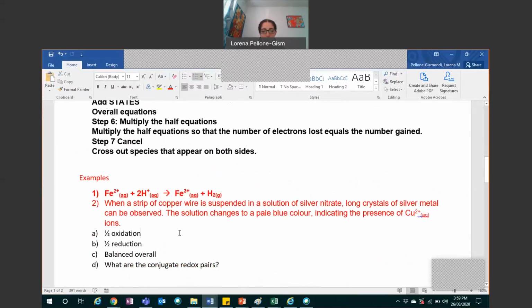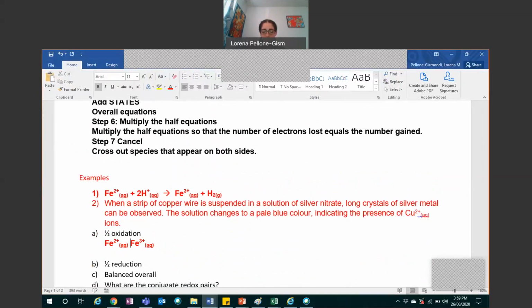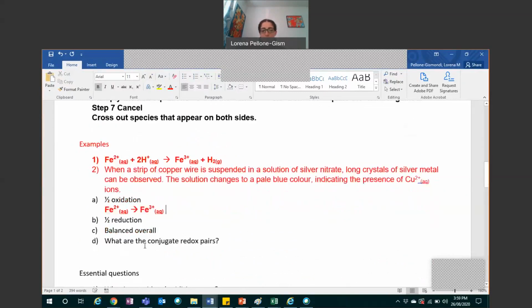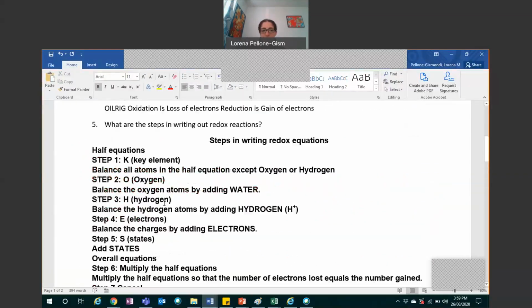So I'm going to copy those. I'm going to paste them under the half oxidation one, and I'm just going to simply have an arrow in between. The reason they write them out as half equations, so they're separating the reduction and oxidation, is because it makes it easier to do an overall. So we've done that, we've balanced because there's one ion on each side.